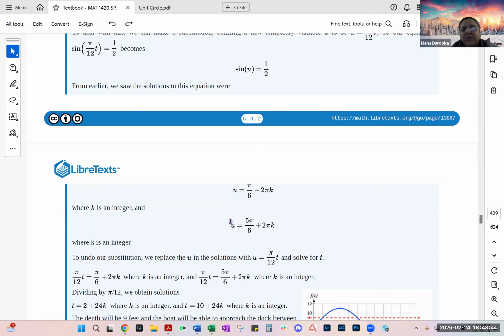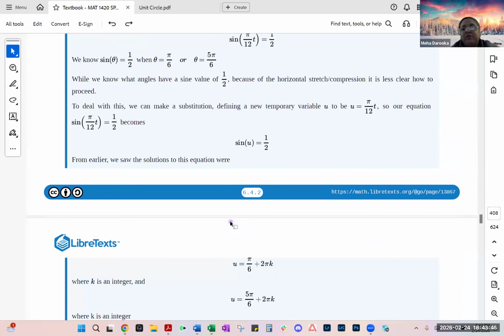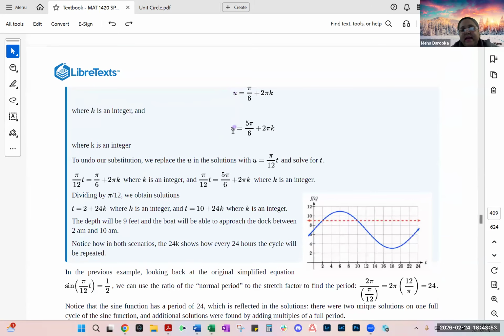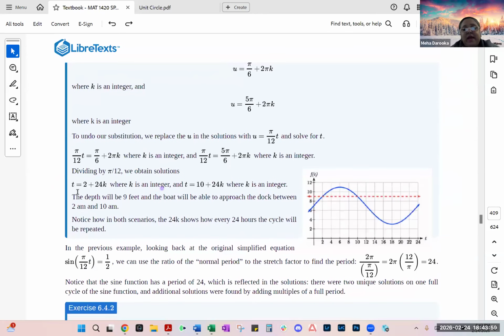So instead of the u substitution, now we go back to the original angle, which was the pi over 12t. So we go ahead and now replace that in our equation here, solve each one of these for t like I showed you. And then once you have your t simplified, remember t is now the time that we were looking for. And then based on the example, we are able to come up with our answer.